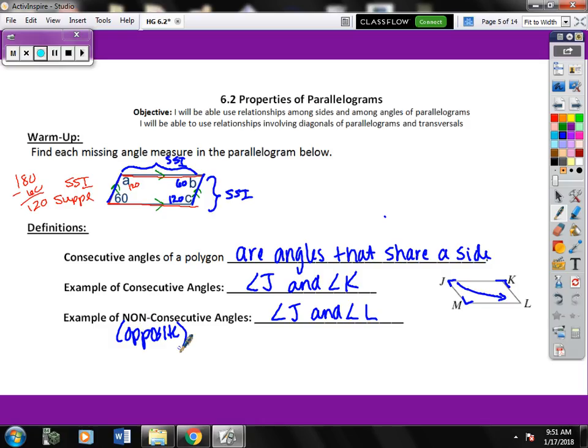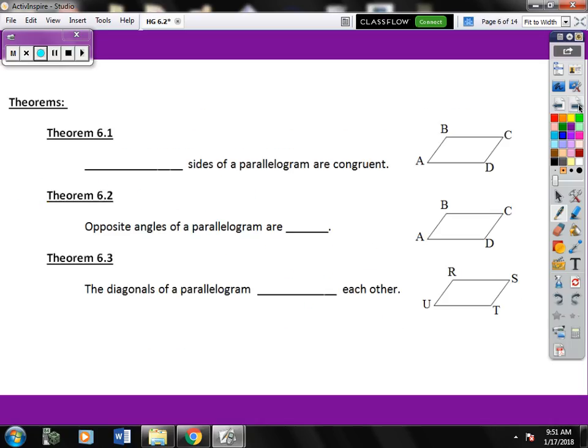So theorem 6.1, and we don't really do any proofs with these theorems. You just apply them to problems and solve for x or solve for side lengths. So theorem 6.1 says that the opposite sides of a parallelogram are congruent. And you probably realized this when you did some of your coordinate proofs. You realized that you got the same distance for the top and bottom and the same distance for the left and right. So if you have a parallelogram, you'll know that both pairs of opposite sides are congruent, noted in those markings.